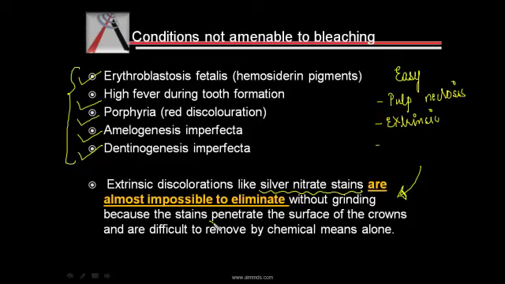penetrate the surface of the crown. Since they penetrate the surface of the crown, they're not easy to remove only by chemical means, and we may have to resort to grinding to remove these stains. Now this is an MCQ: silver nitrate stains are difficult or not amenable to bleaching. Further, we may have MCQs on these conditions as well.